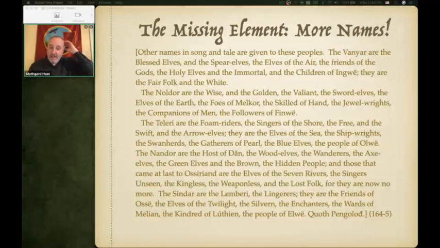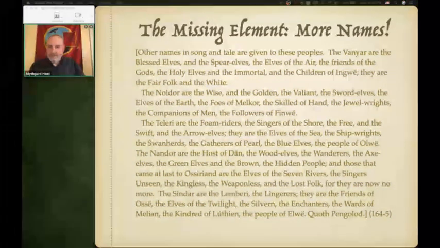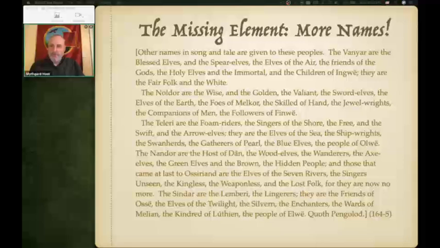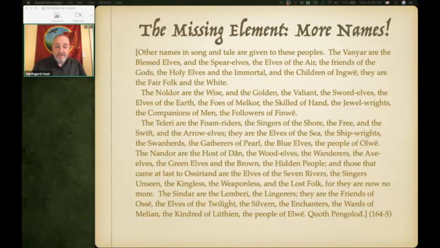And the Blue Elves, I agree. Why blue? What does that tell us about them, right? About the Teleri, that they're called the Blue Elves. Again, but when we put it together with Elves of the Sea, Singers of the Shore, the Free, the Swift, the Arrow Elves, and I agree, the Singers of the Shore, somebody was talking about that. Yeah, Nancy.